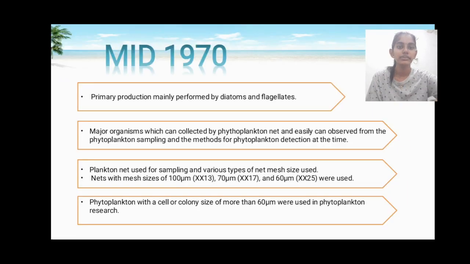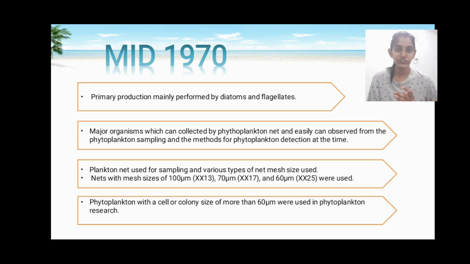So let's see the detailed explanation of what happened in the mid-1970s. Primary production was mainly performed by the diatoms and the flagellates. They are classified as the major organisms because they can be collected by the phytoplankton net and easily observed from the phytoplankton sampling and the method for phytoplankton detection at the time.